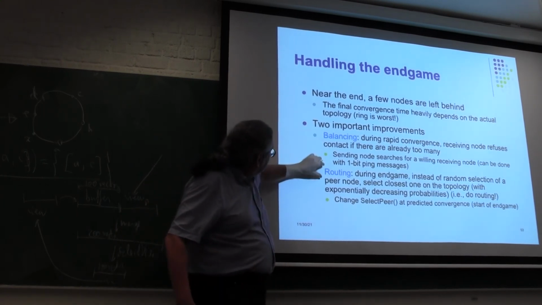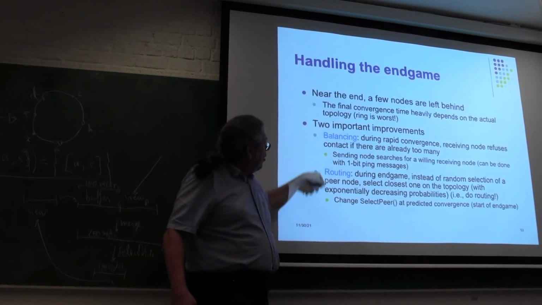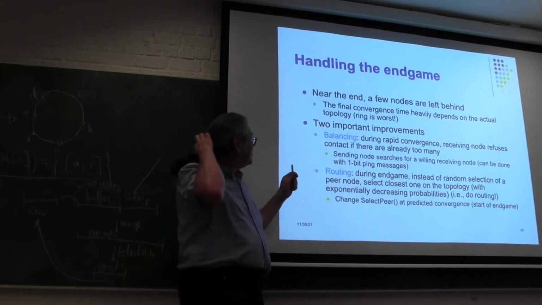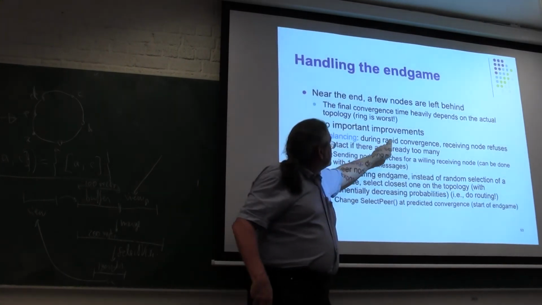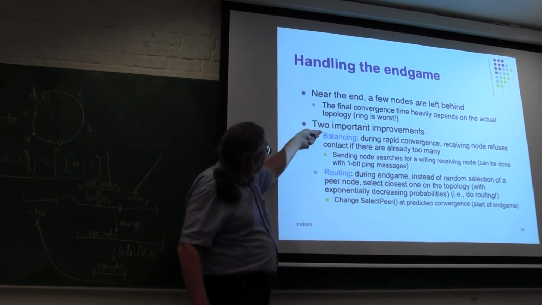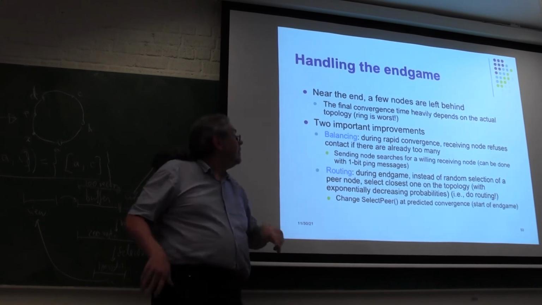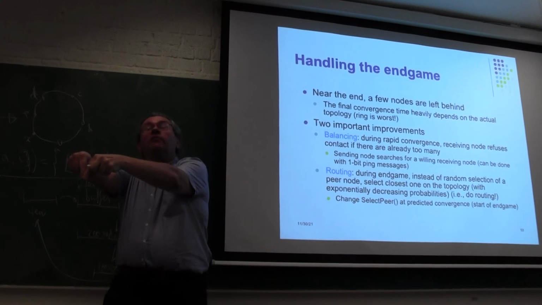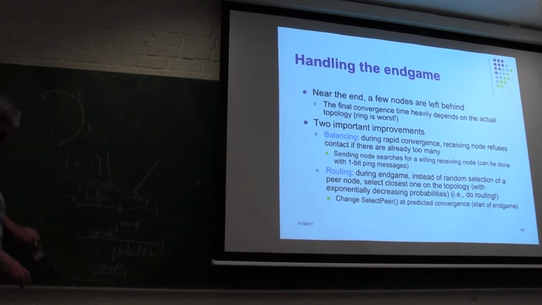So they made two optimizations. How do they work? Why do they work? They work because they measured it and it works, okay? It's not so simple to analyze. So balancing: this is during the rapid convergence, and then the end game, remember? In the rapid convergence, you want the nodes to converge at the same rate, okay? But maybe two nodes talk to a third node and they do their peer sharing with that one.